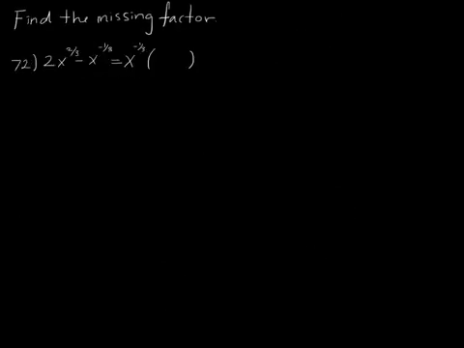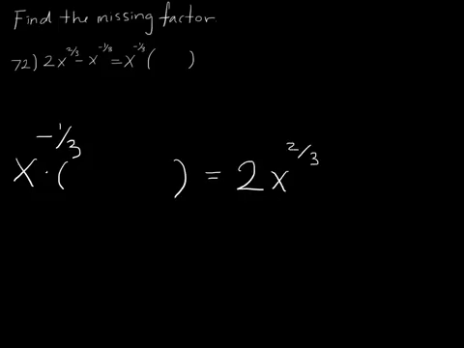Similar to the last problem, in this problem we're looking for x to the negative 1/3 times what will give us this side here. So I'm looking for what goes inside this parentheses so that when I multiply this, I get 2x to the 2/3 minus x to the minus 1/3. Notice how I have two pieces on the right-hand side, so when I multiply, I'm going to need two pieces on the inside.